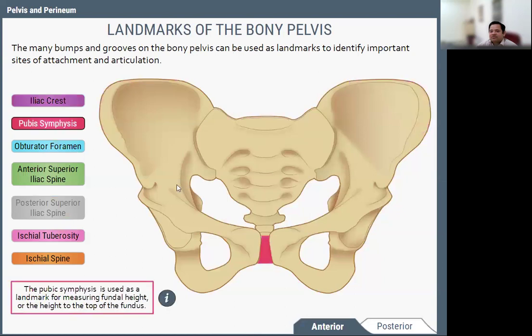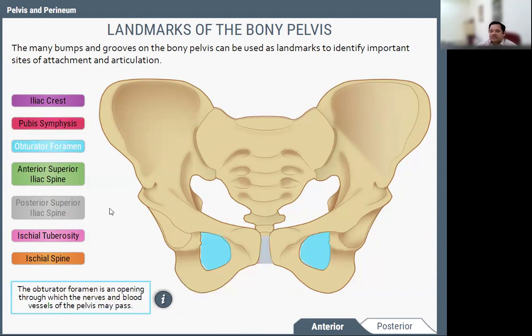Then you can see the pubic symphysis. This part, what I told you before, is also just behind the buckle of your belt. It is used as a landmark for measuring the fundal height, or the height of the top of the fundus. The word symphysis is used especially for a cartilaginous joint, which is slightly movable. Then you can see there are some openings that are called the obturator foramen.